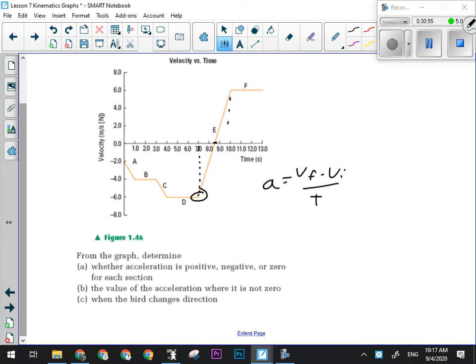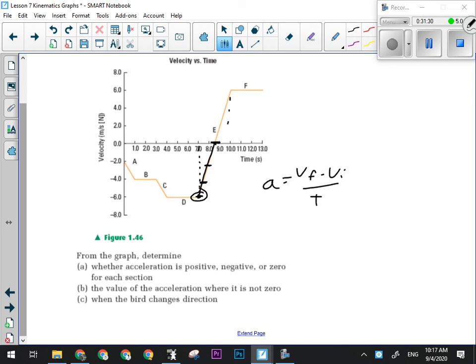Because our gut reaction is, well, that's when the line starts going positively, so that must be when the bird changes direction. Except on this graph, we're seeing that the bird is still flying at -6 meters per second, -4 meters per second, -2 meters per second. It's still flying backwards until it gets to this point here. That's when the velocity is 0, and after that, the velocity is positive. So it's actually at this point that the bird starts to change direction.